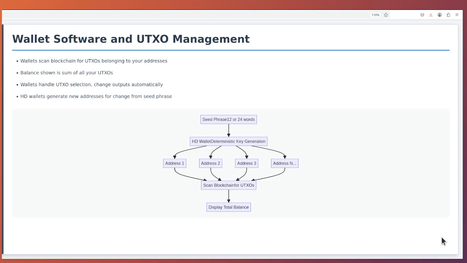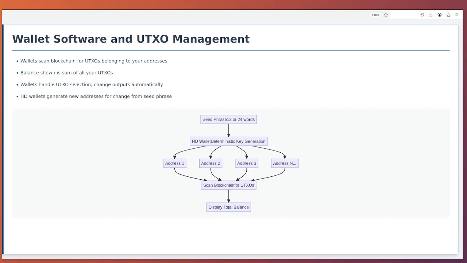When you send a transaction, your wallet performs several UTXO-related tasks. First, UTXO selection, choosing which UTXOs to spend as inputs. Second, calculating fees based on transaction size, which depends on the number of inputs and outputs. Third, creating a change output to a new address. Fourth, signing the transaction with the private keys corresponding to the UTXOs being spent.